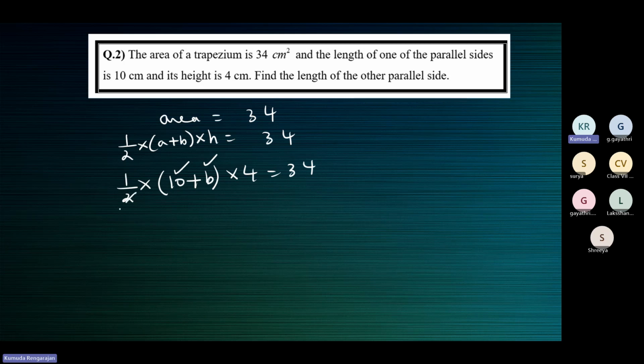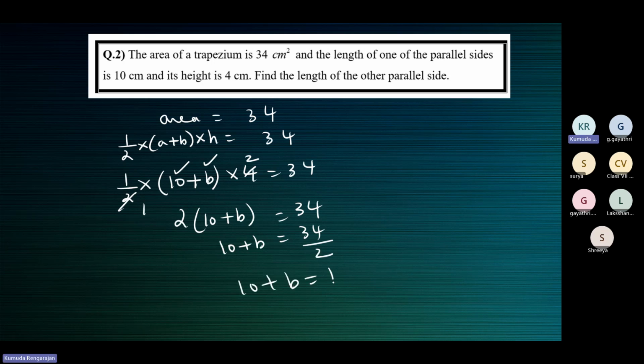Now, how do we simplify this? 2 ones are 2, 2 twos are 4. So what do you get? 2 into (10 plus b) is equal to 34. Then the 2 goes for division: 10 plus b is equal to 34 by 2. 10 plus b is equal to 17. b is equal to 17 minus 10, which is 7. So the length of the other parallel side is 7 centimeters.